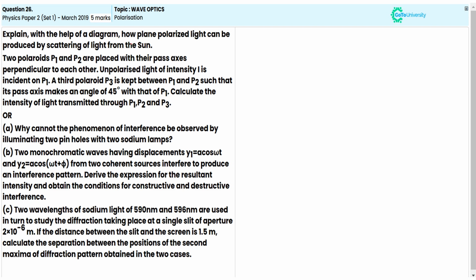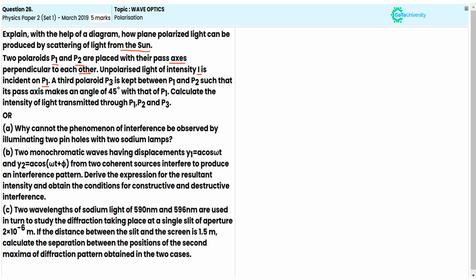Explain with the help of a diagram how plane polarized light can be produced by scattering of light from the sun. Two polaroids P1 and P2 are placed with their pass axes perpendicular to each other. Unpolarized light of intensity I is incident on P1.